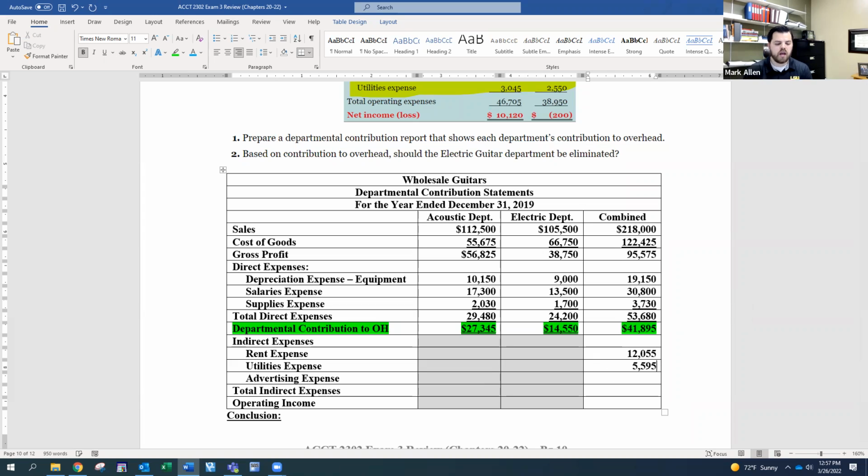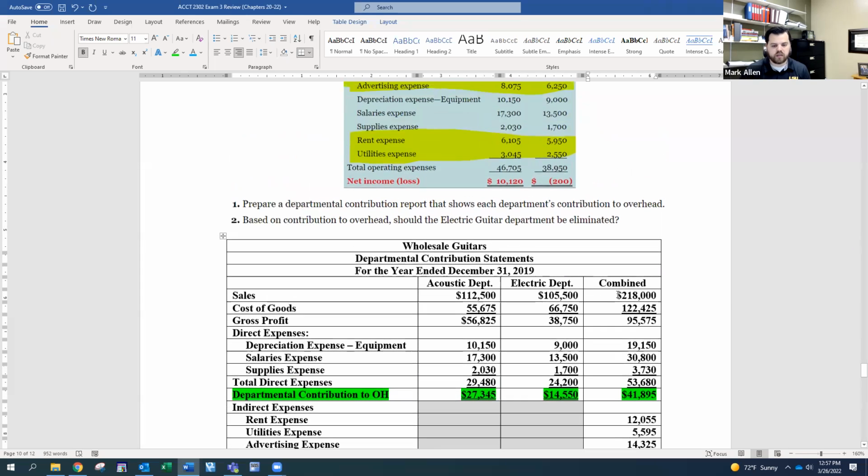And then of course we've got the $12,055 in rent, the $55.95 in utilities, $14,325 in advertising, giving us total indirect expenses of $31,975 and operating income of $9,920. $9,920. And I want you to notice a couple of things here.